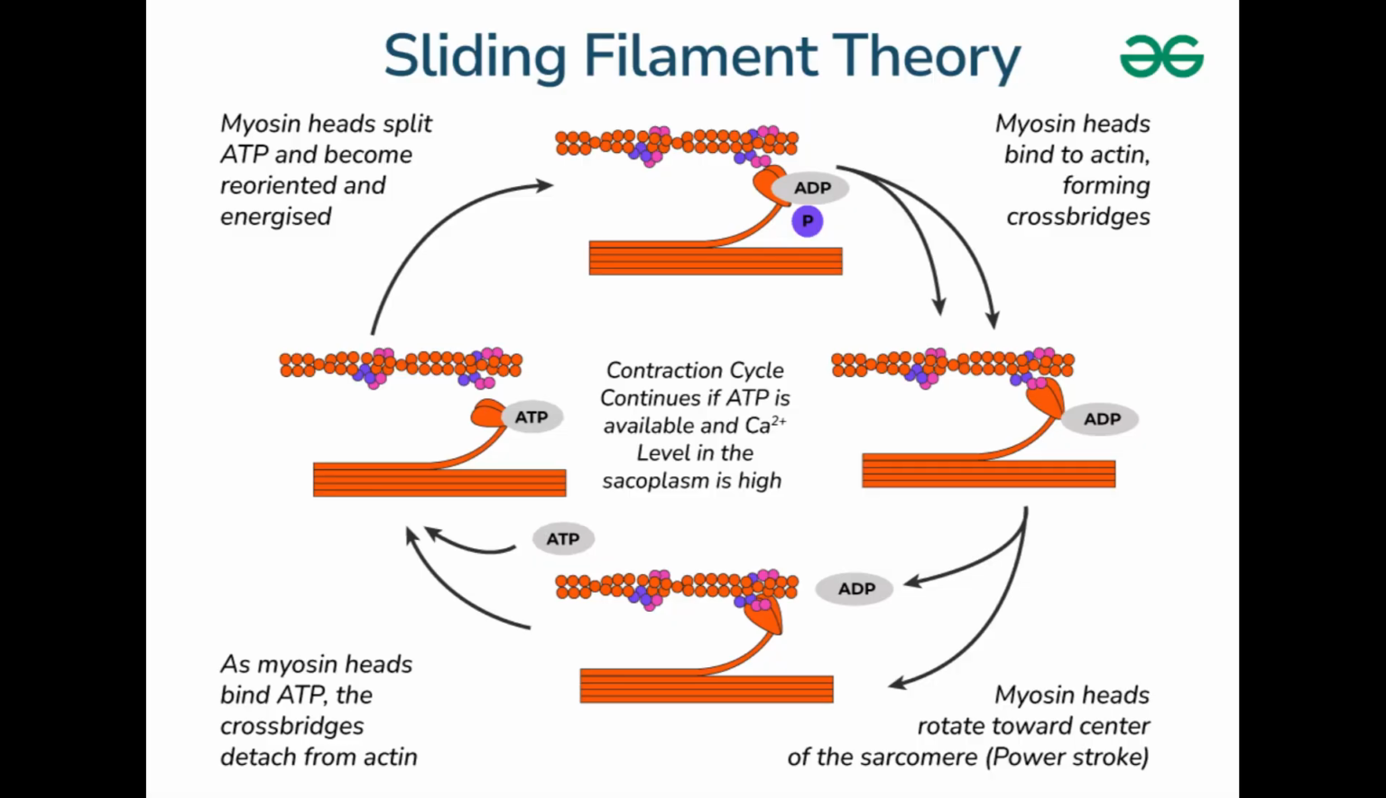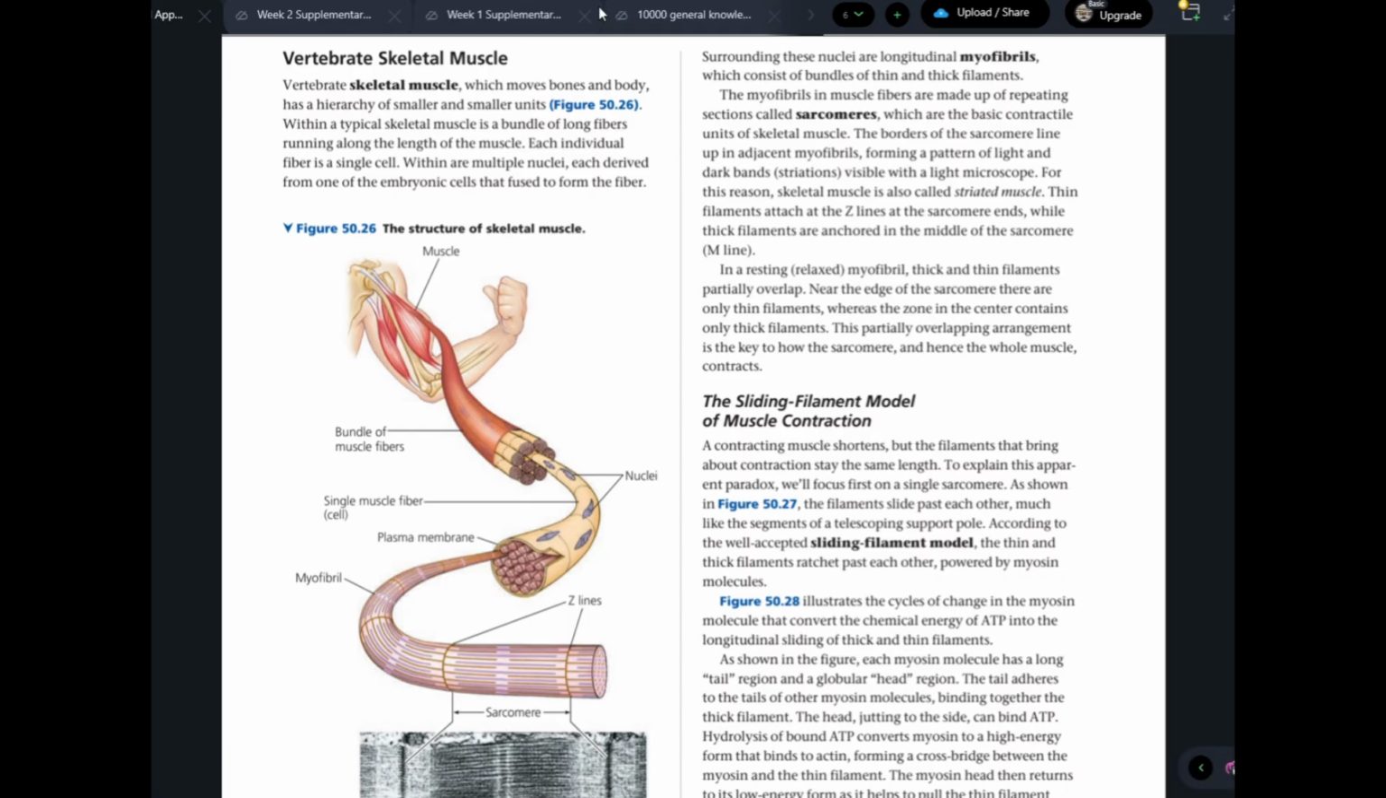So I said that only the sarcomere will get shortened. That means it will reduce its length, but the filaments will remain relatively constant in length. So the myosin is the motor protein which does the muscle contraction, which will pull the thin filaments towards itself.